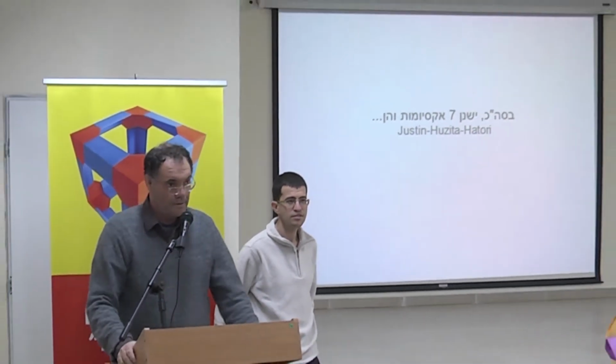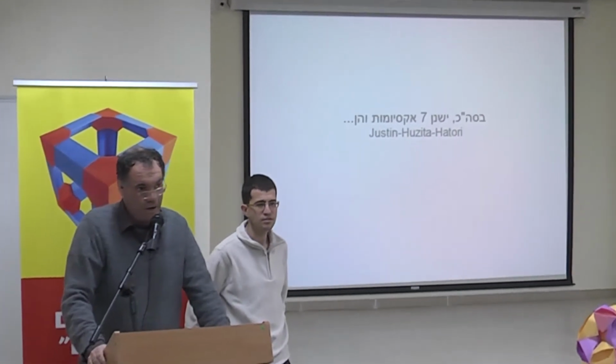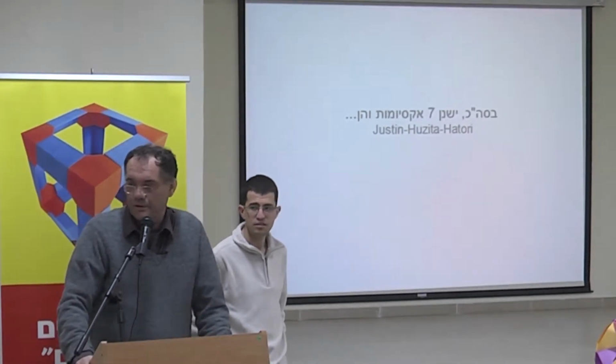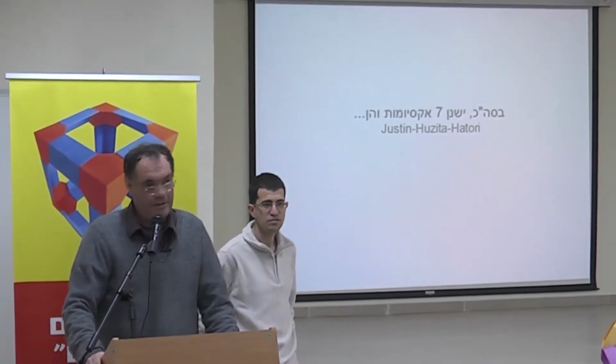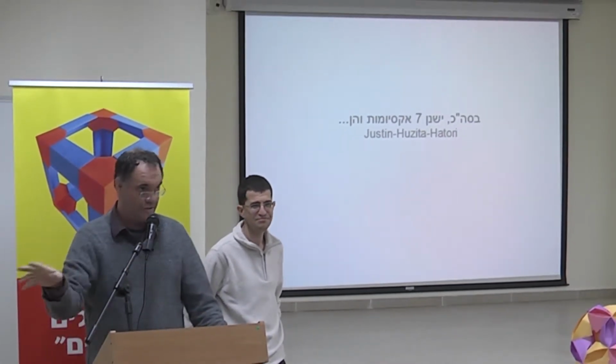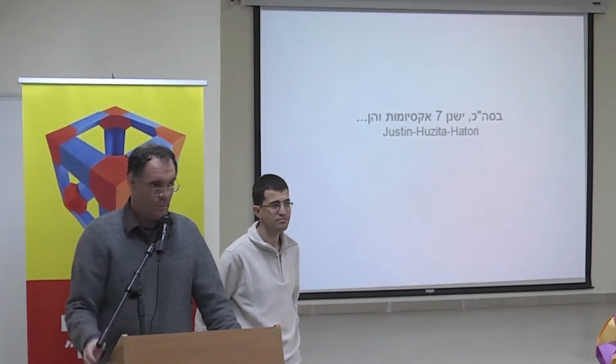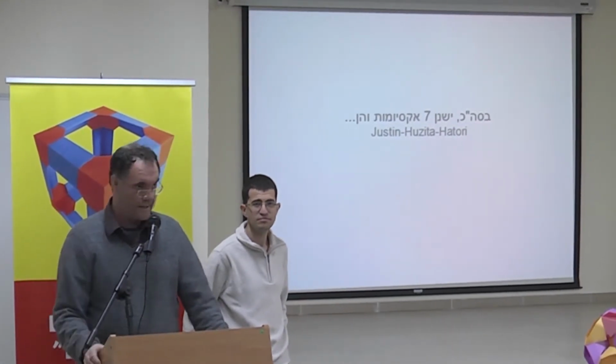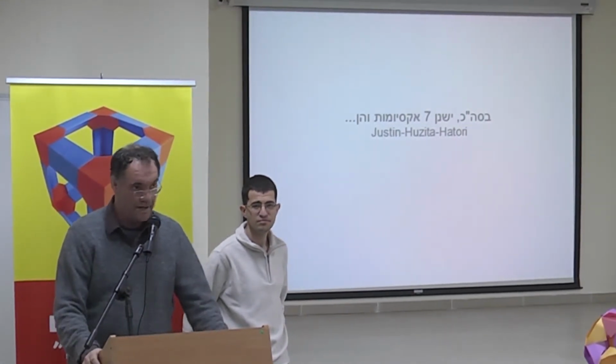So this is an express train journey through the origami math and science. There are 7 basic axioms which describe folding. They're variously called the Justin Huzita-Hatori, or the Huzita-Hatori, Hatori-Huzita. Any combination of the 3 names will find you the same 7 axioms, and they are these.